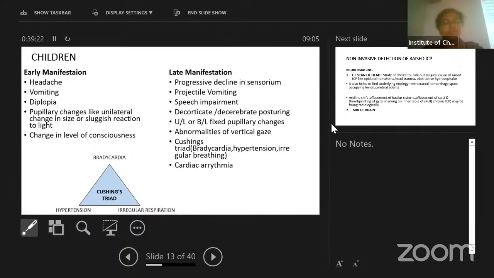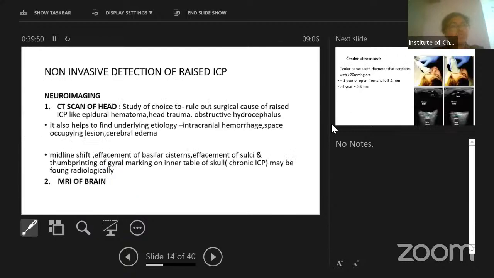What is decorticate and what is decerebrate posturing? Decorticate, the child lies with the arms flexed and the legs extended. Decerebrate is like this. So that is total cerebrum being gone. It is more lethal. That's it. Then when you analyze everything, you will practically remember.